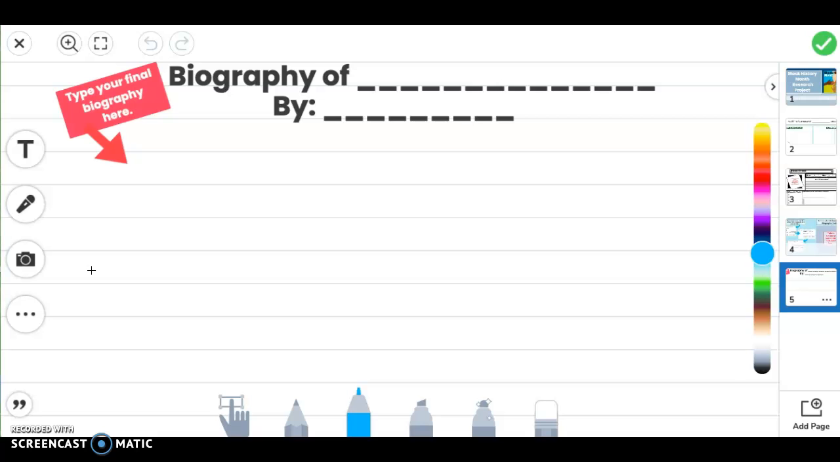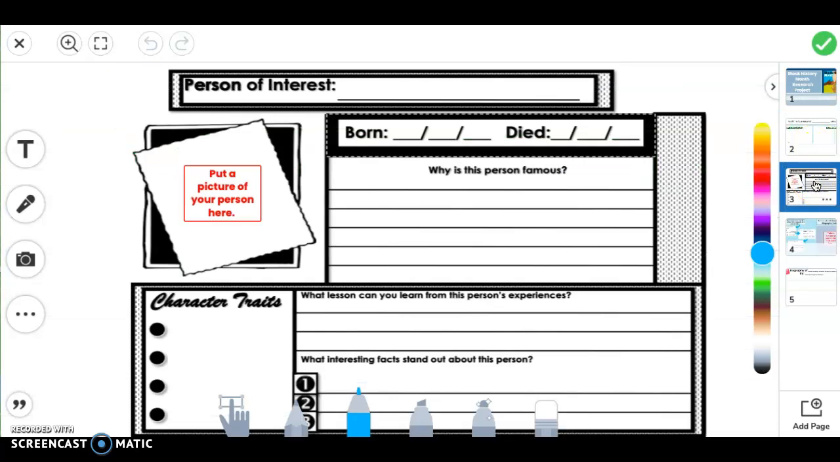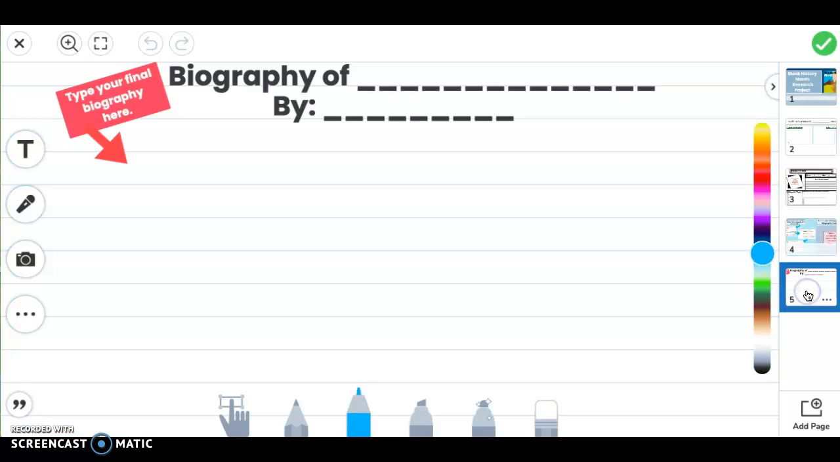This project is not due until Thursday. Take your time to complete this project. A suggestion is to complete slides 2 and 3 on Tuesday, complete your draft on Wednesday, and type your final paper, or your final biography, on Thursday.